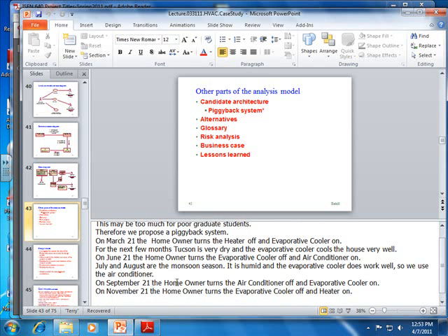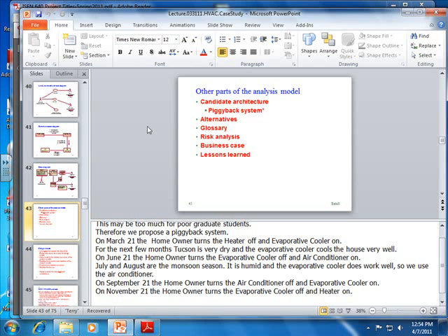September 21st, the homeowner turns off the air conditioner and turns the evaporative cooler on. So September to November is also a nice time. It's not as hot. So the piggyback system is going to allow switching from the AC to the evaporative cooler. So this is an idea that they looked at after doing their risk analysis.